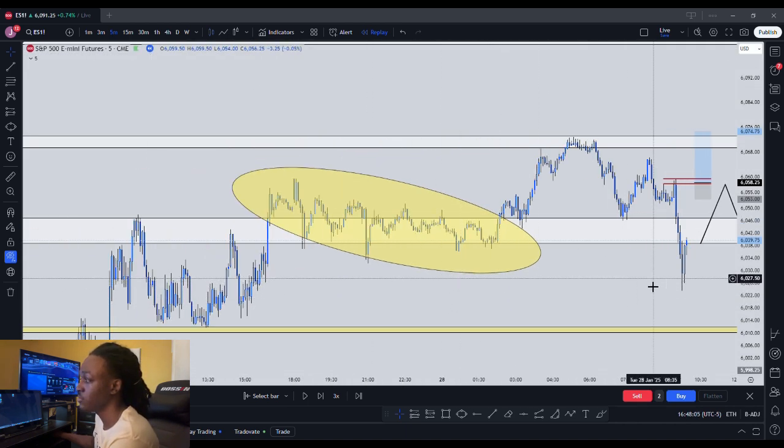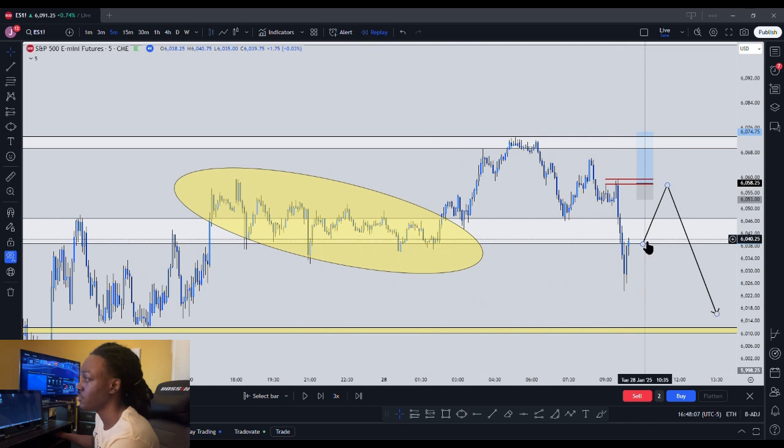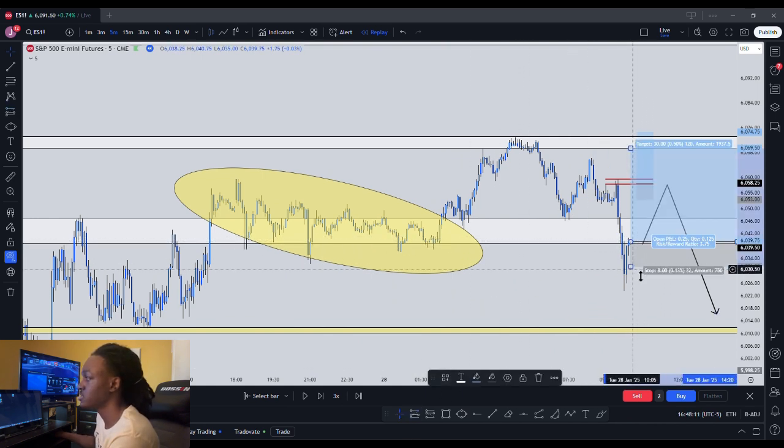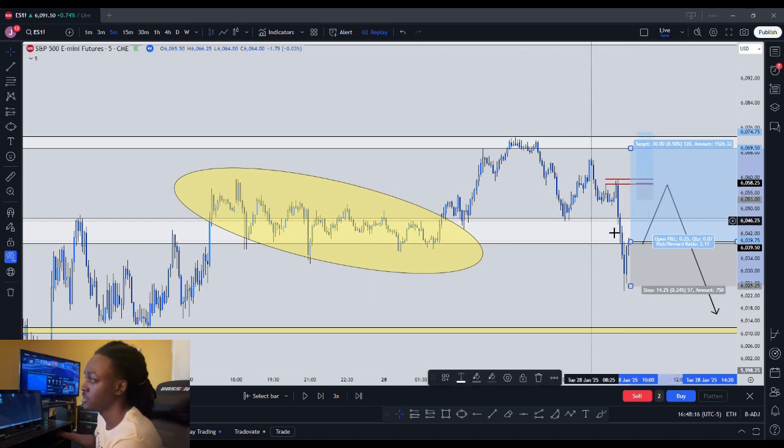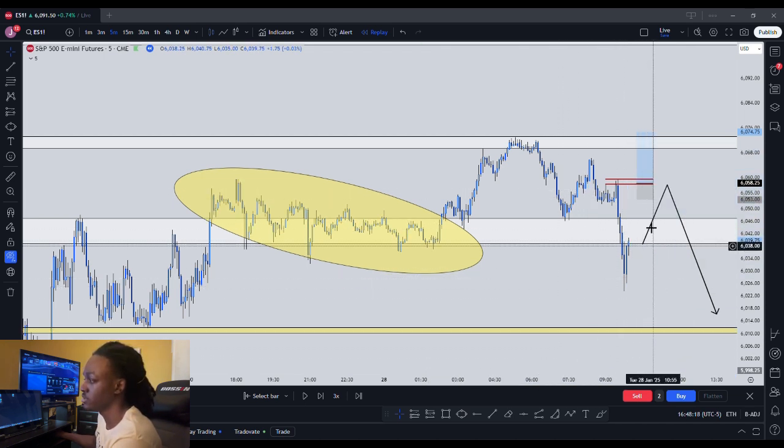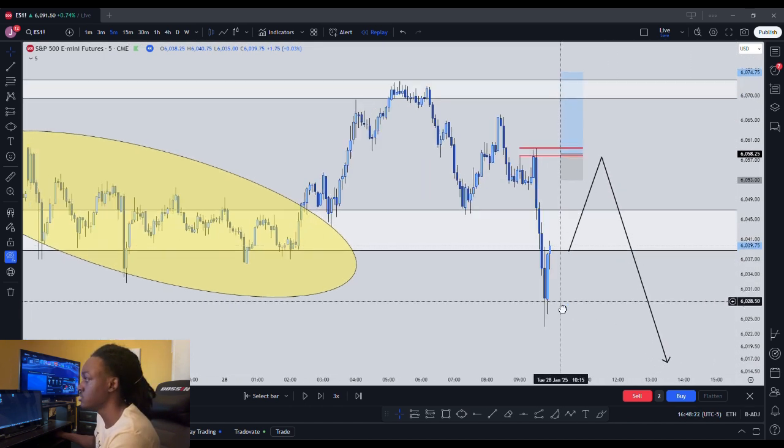I could have found one lower down here, or even right here, to be honest, but my stop loss wouldn't have made too much sense if I put it right here. The stop loss is 57 points compared to the stop loss I had over there, which was 21. No, I'm not doing that.